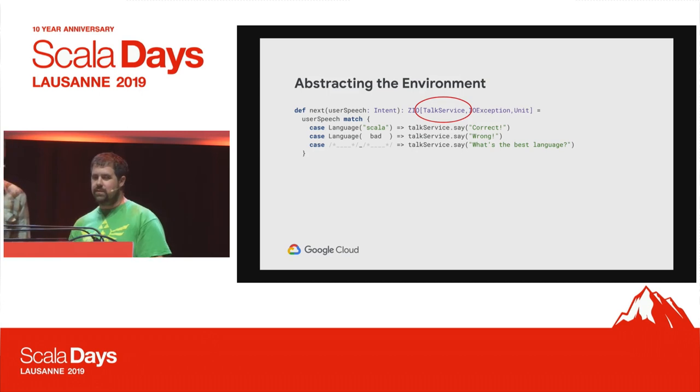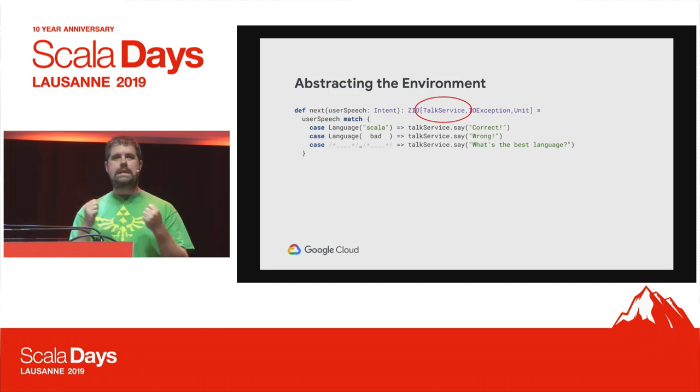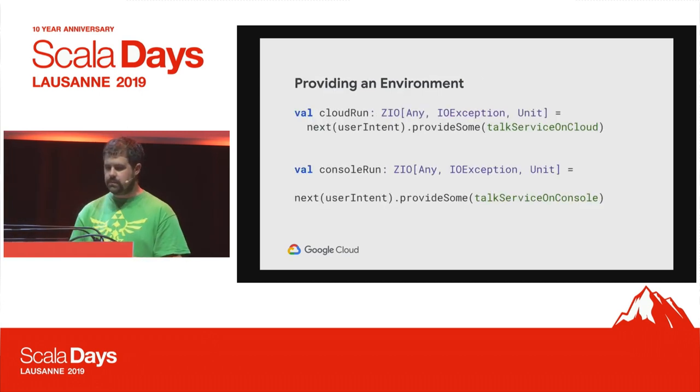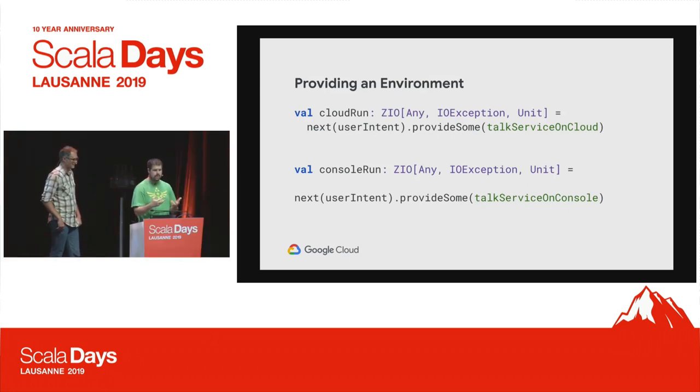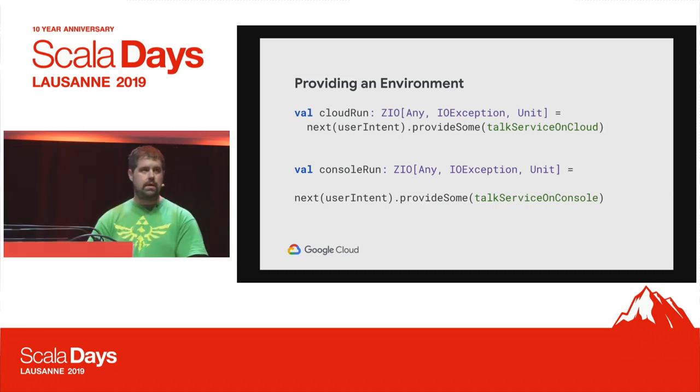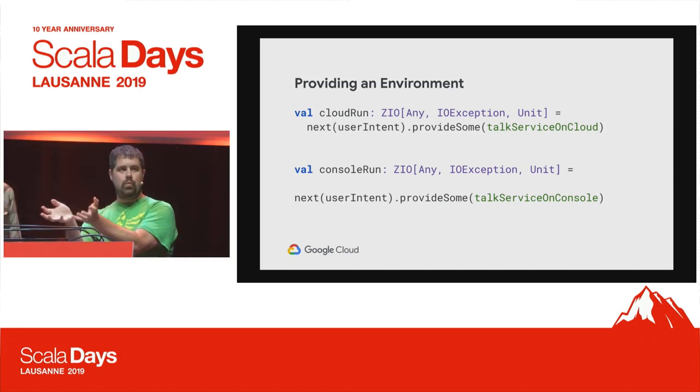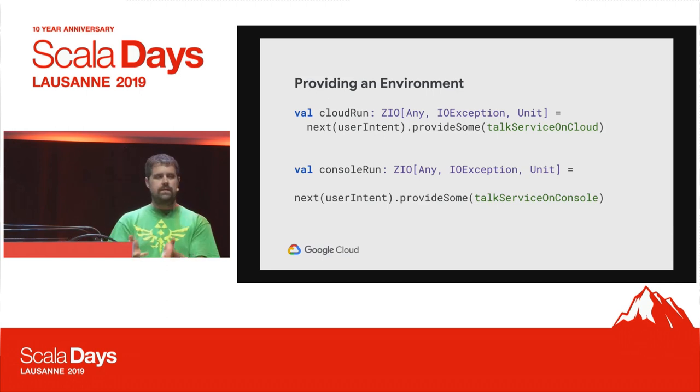Anyway, just reinforcing that talk service is called out. It's in the type system. I need this thing. Okay. So when I want to provide an environment and I want to run the same application, I can call next with user intent, and it's going to give me a staged program that hasn't run yet. So I can decide to provide the service that will work on the cloud, or I can provide the service that works on the console.